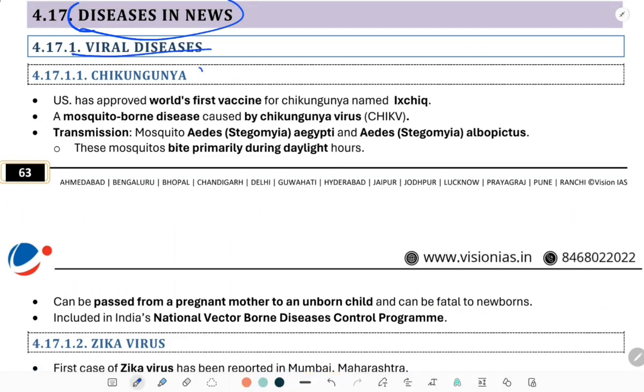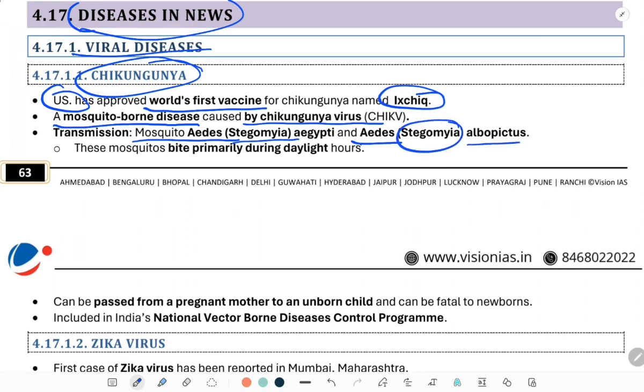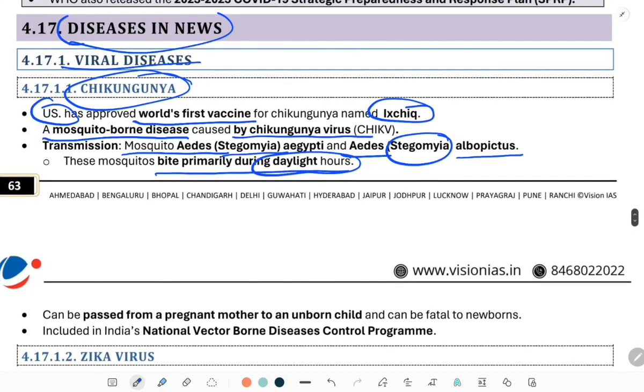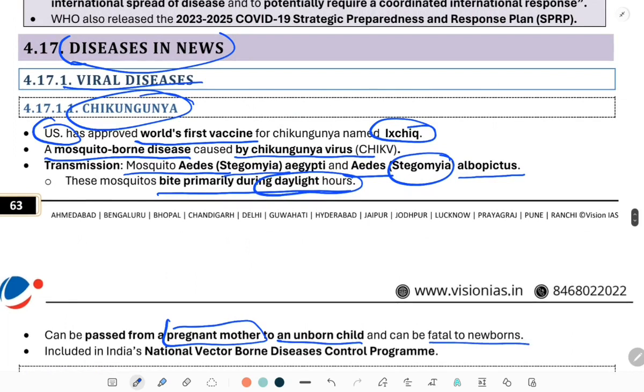Viral disease: Chikungunya. Recently, the US has approved the world's first vaccine for chikungunya, named IXCHIQ. It is a mosquito-borne disease caused by the chikungunya virus. The transmission is by the mosquitoes Aedes aegypti and Aedes albopictus. These mosquitoes bite primarily during daylight hours. It can be passed from a pregnant mother to an unborn child and can be fatal to newborns.